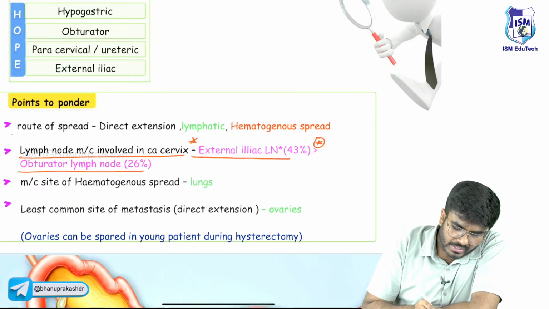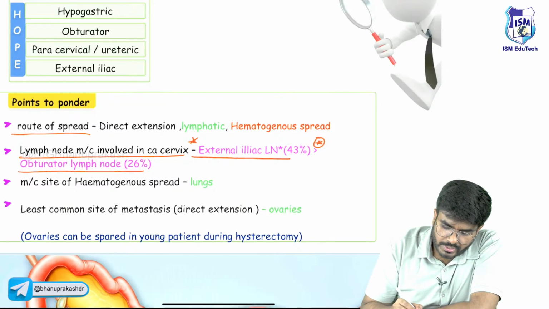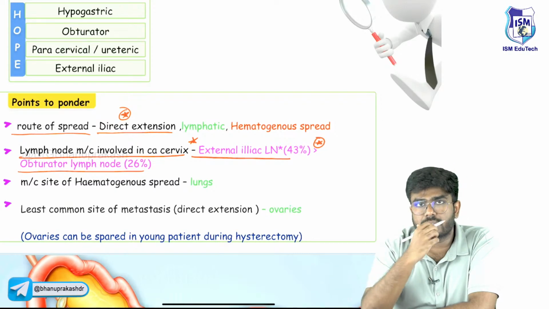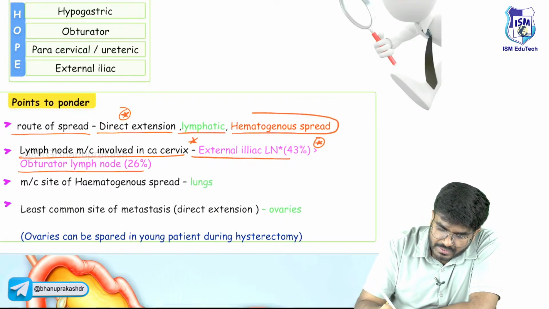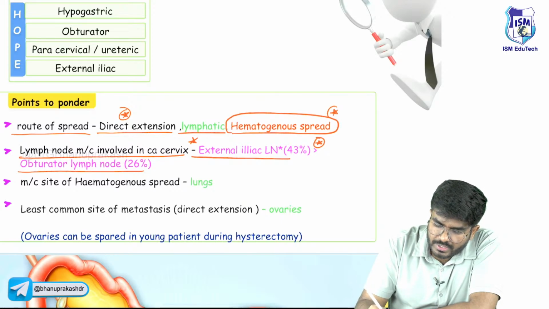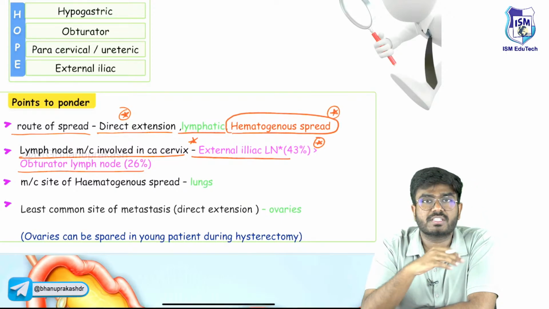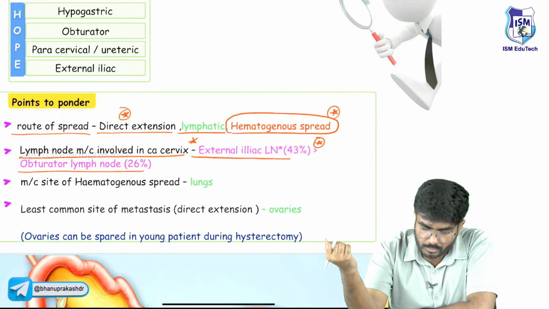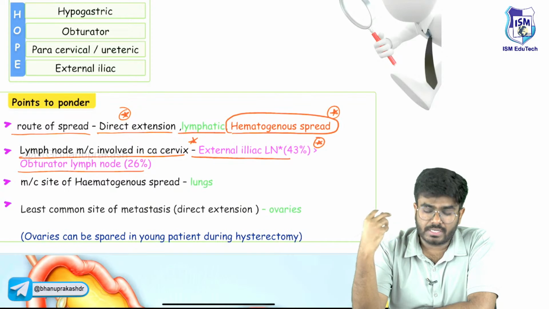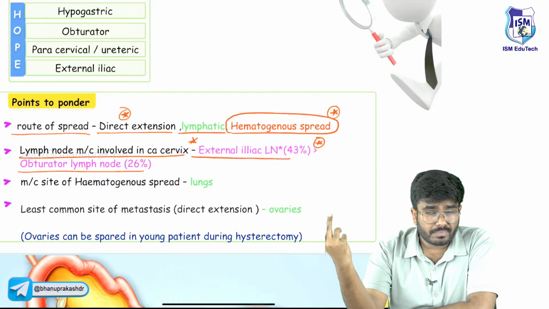Okay, and how is the cancer going to spread? The cancer is going to spread by direct extension to the surrounding areas. It will also show lymphatic as well as hematogenous spread. Most of the time this will be in your exams. Hematogenous spread via the blood, it will spread to multiple places. And external iliac lymph nodes are the most common lymph nodes that are affected.